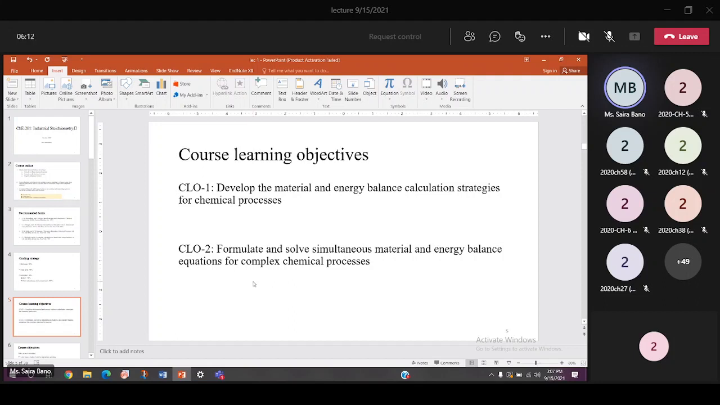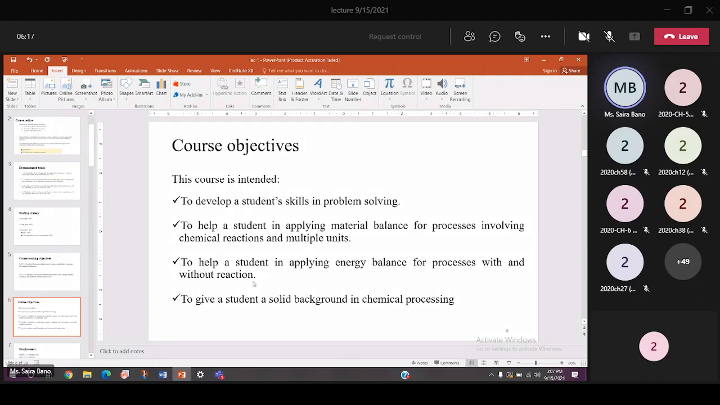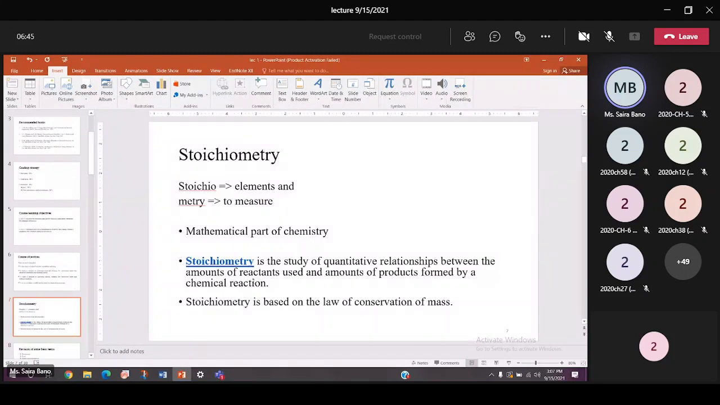So this course is intended to develop a student's skills in problem solving, to help a student in applying material balance for processes involving chemical reactions and multiple units. Multiple units means there can be a reactor or distillation column or a mixer or some evaporator as well. So multiple units can be there in series or in parallel. Next, to help a student in applying energy balance for processes with and without reaction, and to give a solid background in chemical processing.